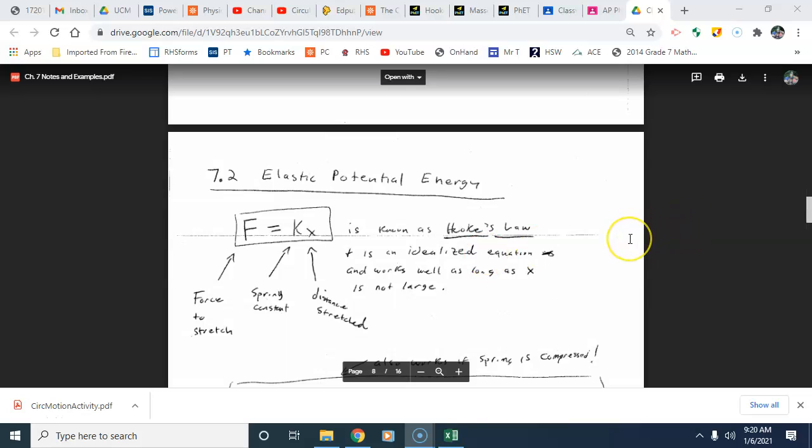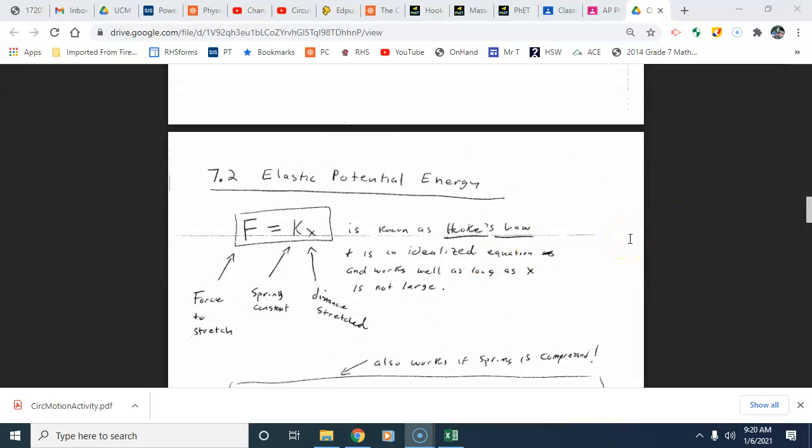Okay, so we're going to go over section 7.2. We introduced last chapter some stuff about work with springs. You remember that? And something called Hooke's Law. I'm going to review that because it all comes back up again, but we're going to take it a little further and talk about the energy aspect of it as another form of potential energy.